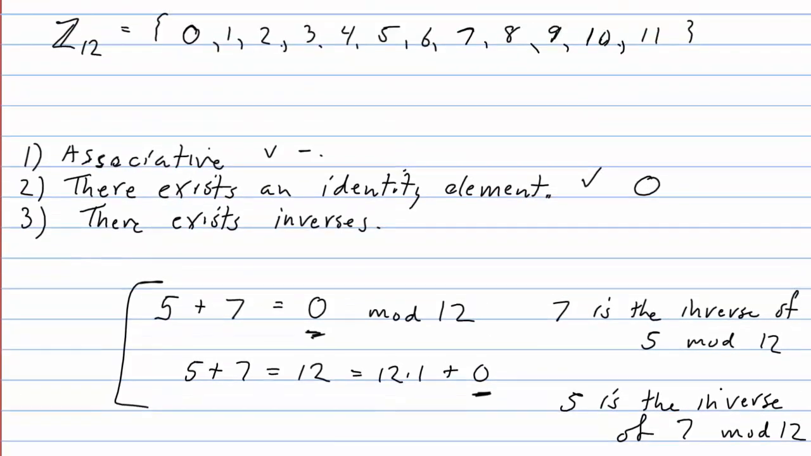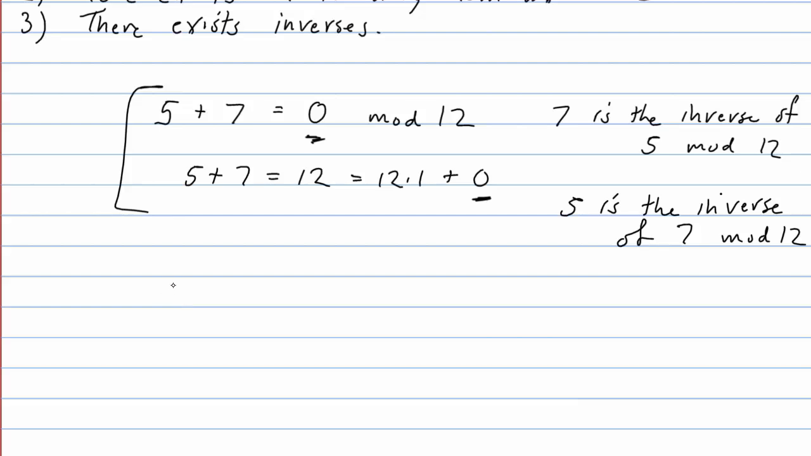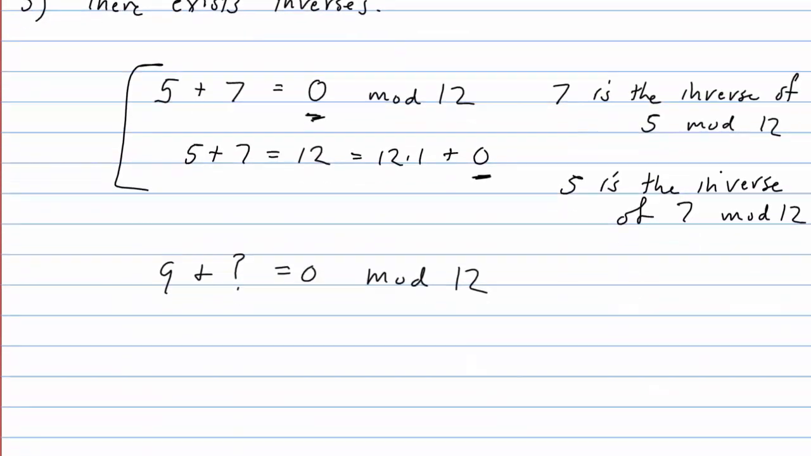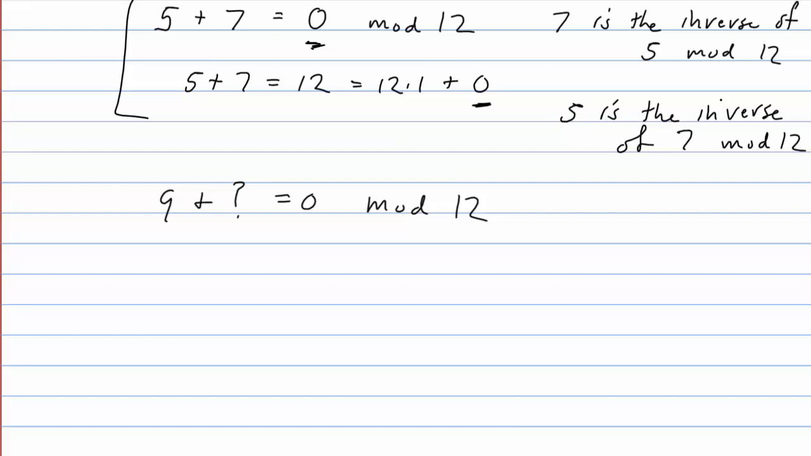So let's look at another example. Let's look at 9. So 9 plus what is 0 mod 12? So now you should be thinking, that's pretty easy. I take 9, what can I add to get to 12? Because in my system of integers mod 12, 12 is essentially 0, because 12 is really treated as 0. And so how can I take 9 and add something to get up to 12? Well, 3. 9 plus 3 is 12.